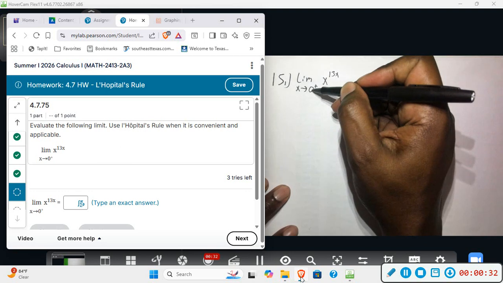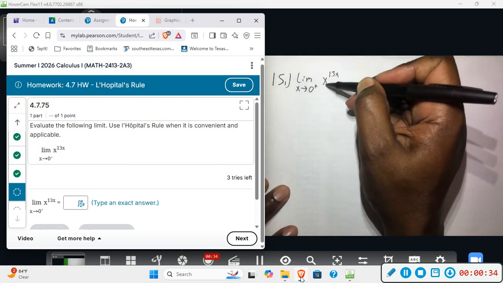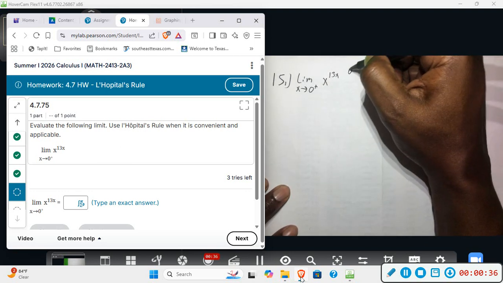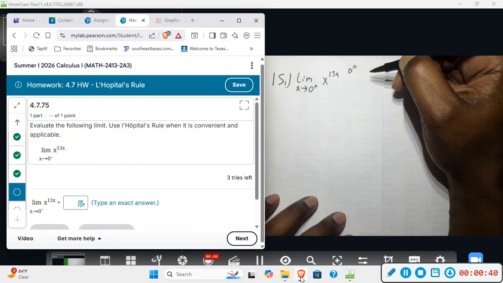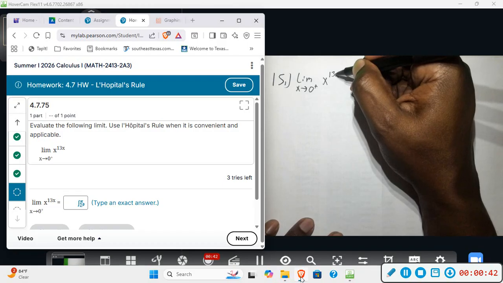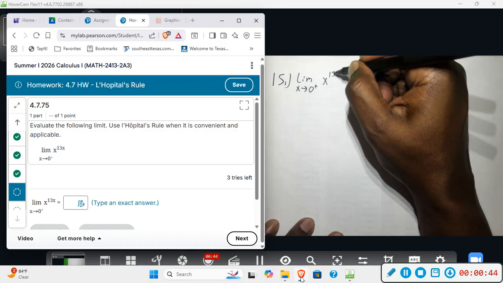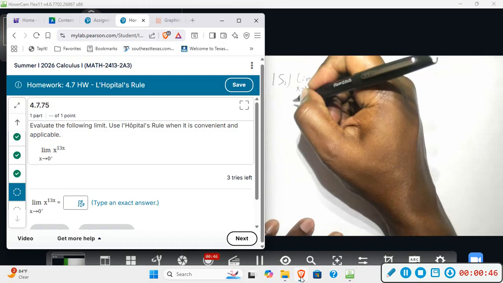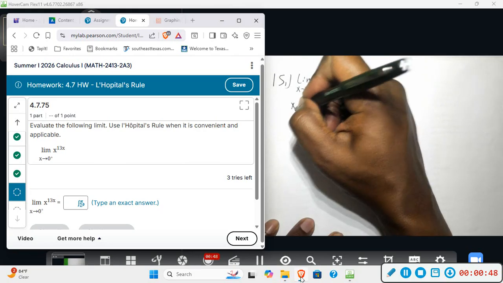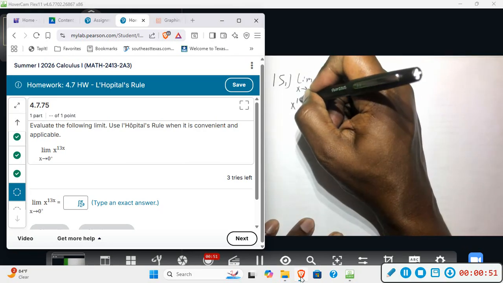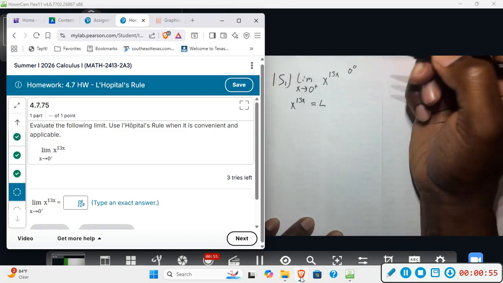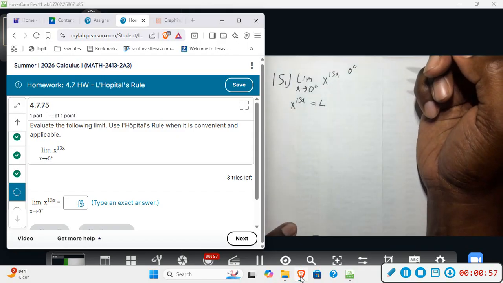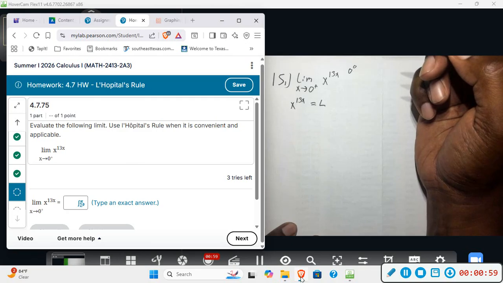All right, so if we plug in 0, basically, this will be 0 to the 0. So we'll get this indeterminate form, 0 to the 0 power. So we've got to get it in a different form. The text recommends setting this equal to L. So we're going to say x to the 13 times x power is equal to L. And then we're going to write this in logarithm notation.